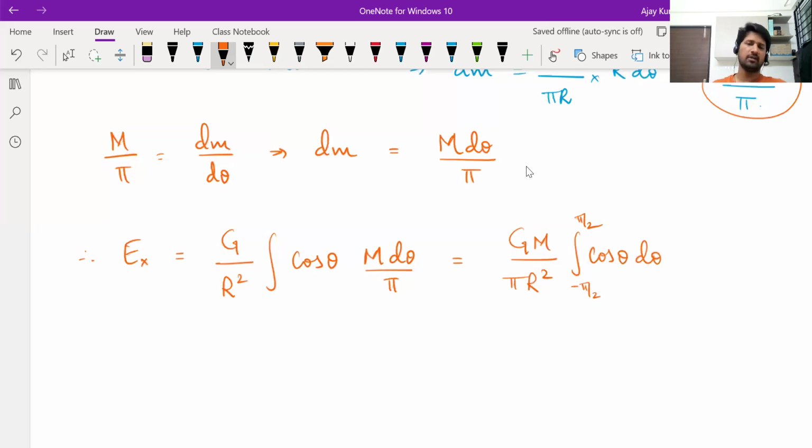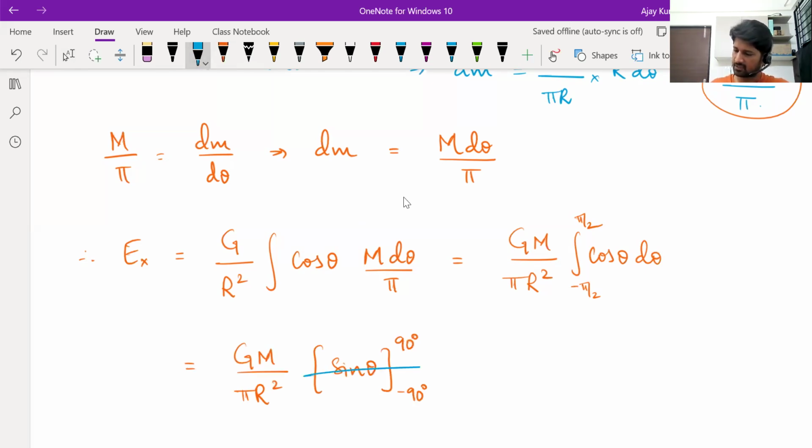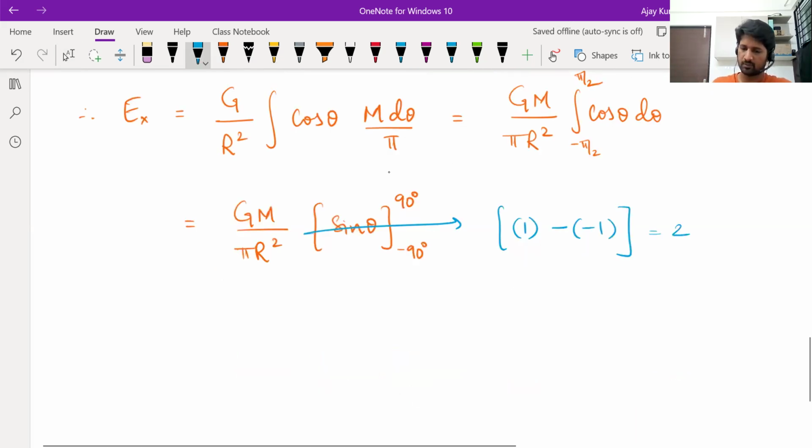Okay. One of you quickly tell me, what is integral cos theta d theta? Sin theta. Sin theta, correct. So g m by pi r square, integration is sin theta, and in that we have to substitute limits minus 90 degrees to plus 90 degrees. If you do that, substitute upper limit first, sin 90 degrees is 1, minus of, substitute lower limit, sin minus 90 is minus 1. So that becomes 2. So the answer is 2 g m by pi r square.